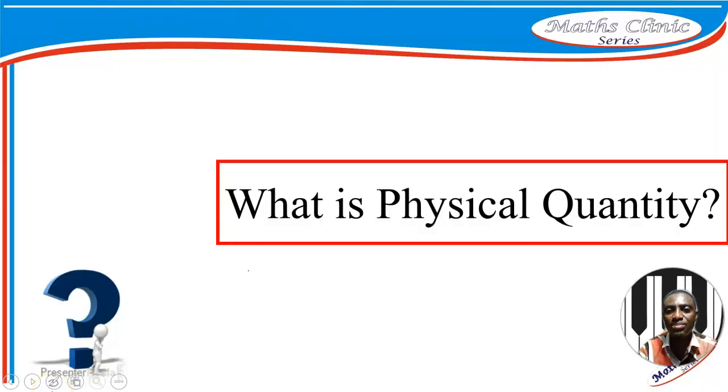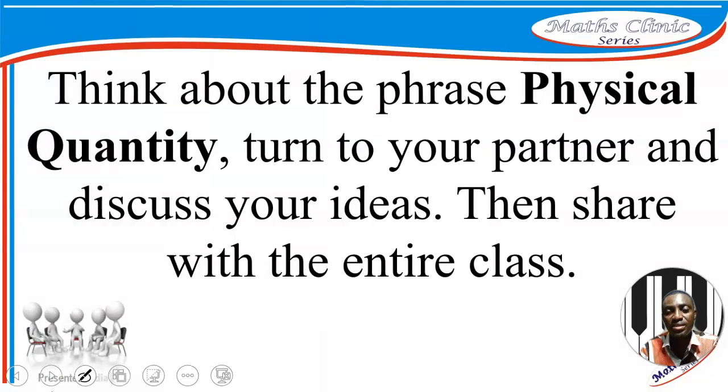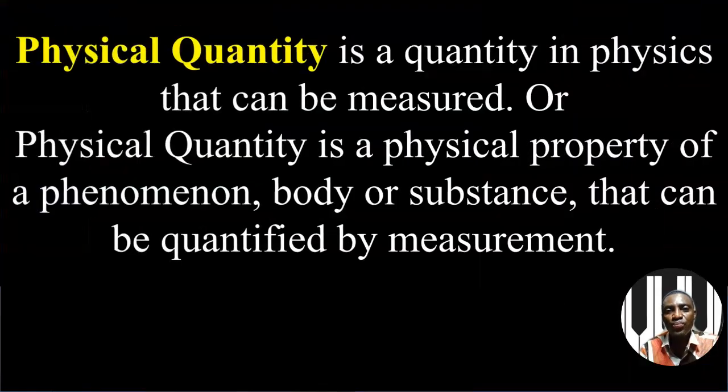Now let's start with the concept of physical quantity. What is physical quantity? You can think through this particular concept. You might have heard it before in your physics class. When we talk about physical quantity in physics, we are saying that it is a physical property of a phenomenon or a body or a substance that can be quantified by measurement. Something you can measure or something that can be quantified.